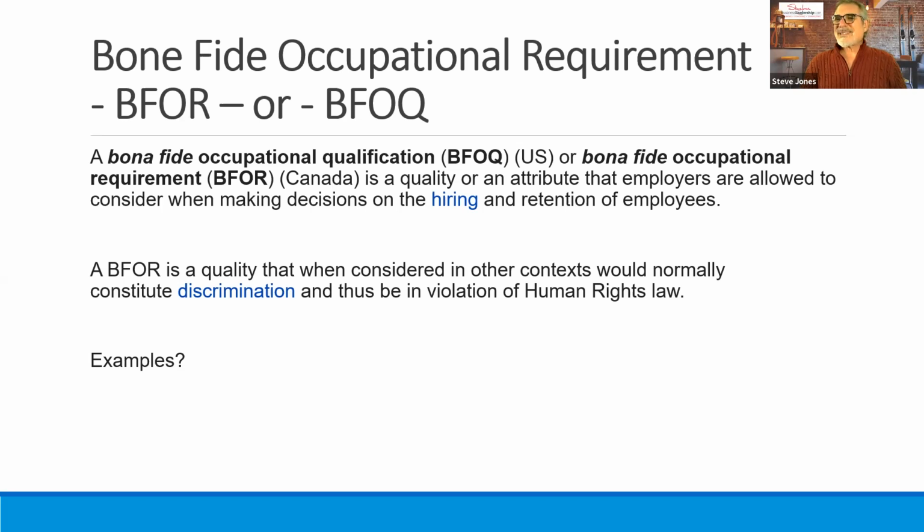A bona fide occupational qualification is a quality that, when considered in context, would normally constitute discrimination and violate human rights, except for the exception. The terrible example I've given before is, let's say you get a job as a customer service representative who gives tours of a heritage jail, and one of the corridors that gets you access to 50% of the jail is a specific maze of 3 foot. I'm making this up, by the way.